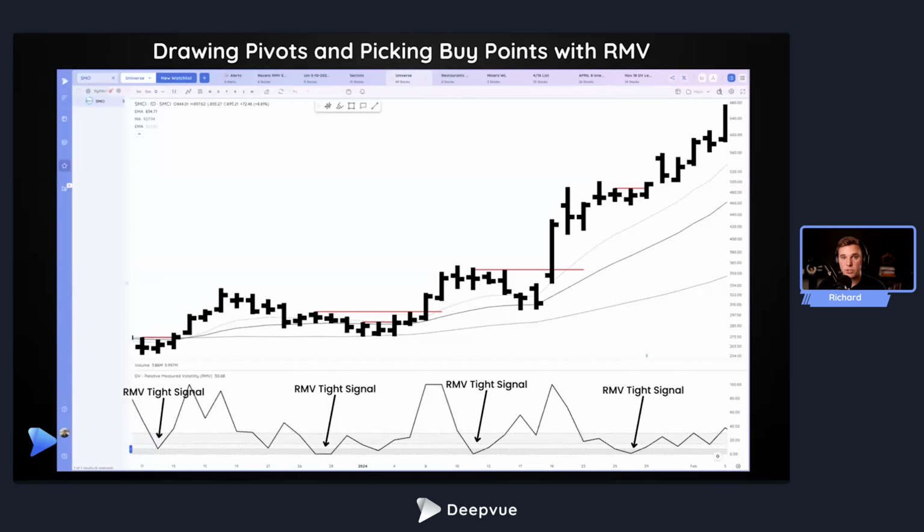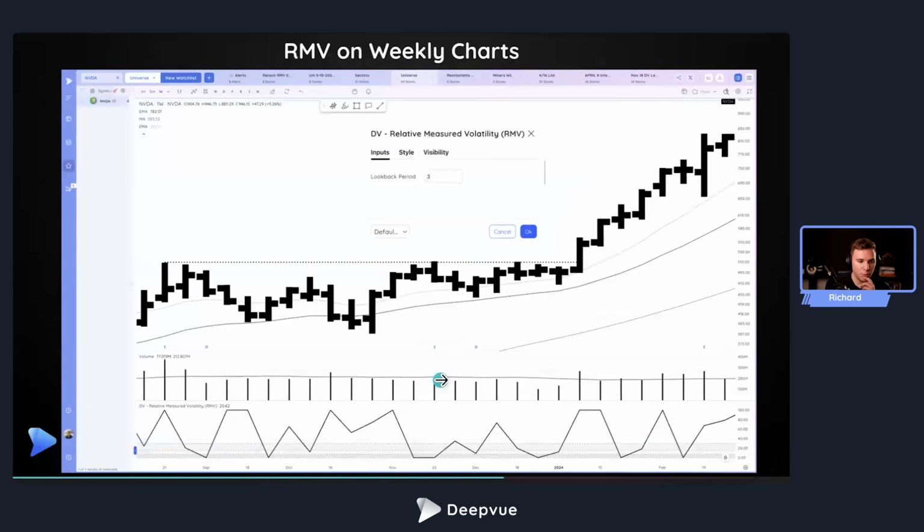And that's almost where RMV really shines, is that you can screen by it, because I'm always looking for these tight areas. But before this I had to go through a lot of different charts and identify them manually. RMV kind of saves you time. It allows you to just find it using that data point. So good question.